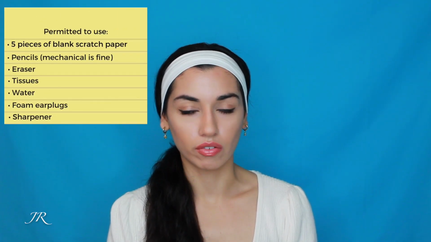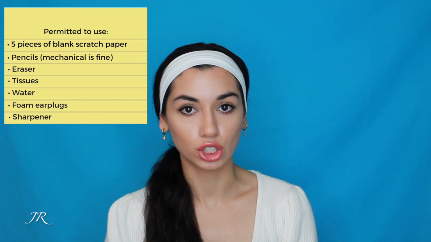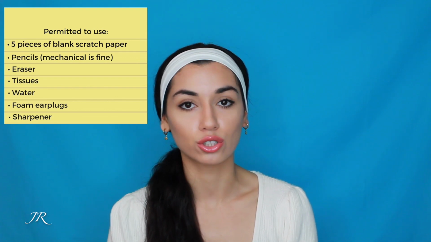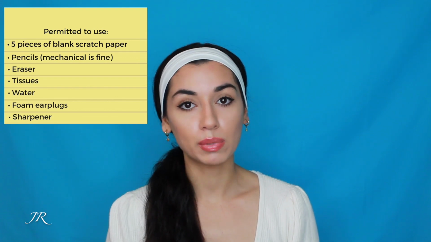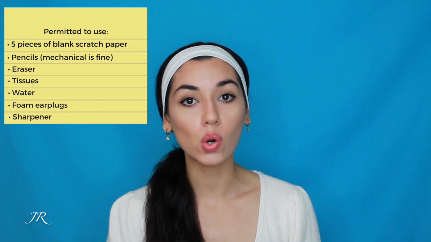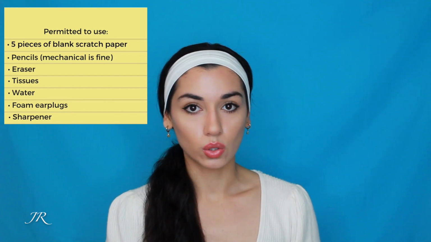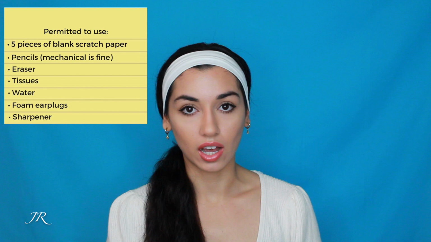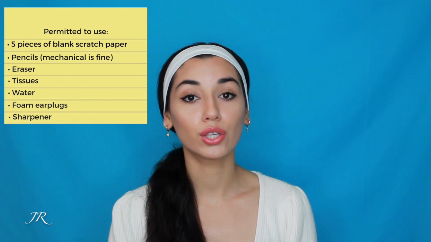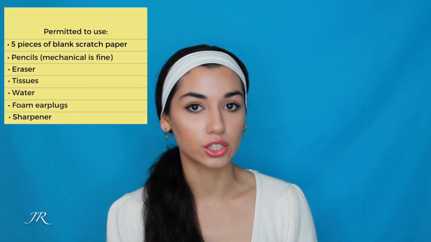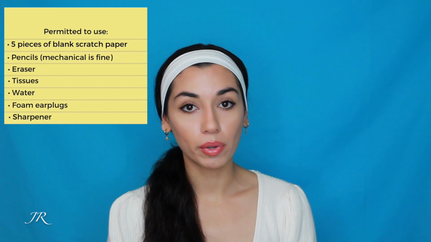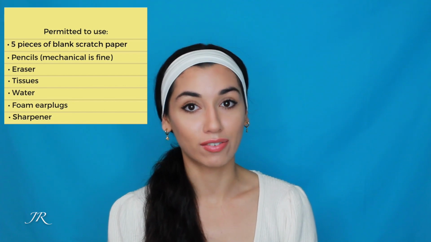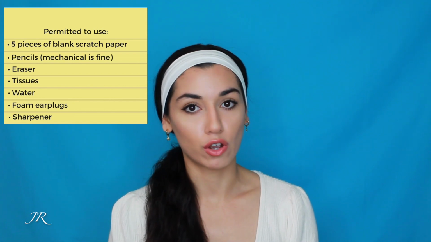Now let's talk about some things you're permitted to have on your desk on test day and some you are not. You can have paper on your desk, obviously, to work out the logic games and diagram for logical reasoning. You can have 5 pieces of blank paper, either white or lined. You can have pencils; mechanical pencils are totally fine. You can have an eraser, tissues, and water in case you get thirsty. You can have foam earplugs, which I highly advise getting, and you can have a sharpener.